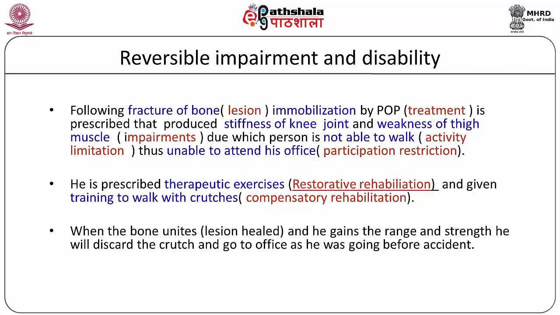Therapeutic exercises in this situation represent the corrective rehabilitation measures that tend to restore the range of motion and strength of muscle around the knee, whereas training to walk with crutches is a compensatory rehabilitation measure that compensates for the loss of ability to walk and enables the person to resume his work despite impairment and disability. This is a situation of reversible impairment and disability where the combined use of treatment and rehabilitation methods helps a person to climb up the ladder from disability to health.